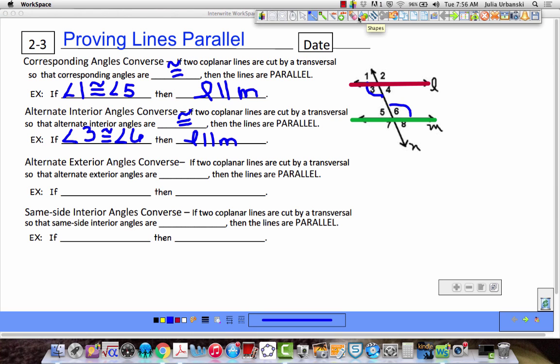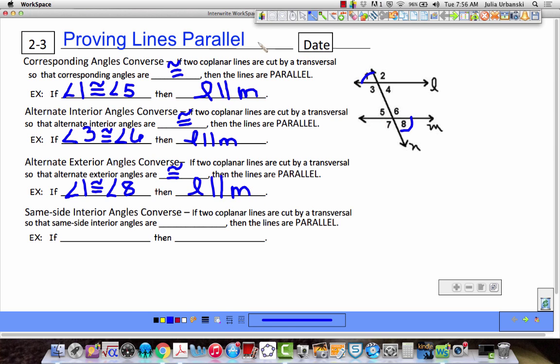All right, so if we know that two alternate exterior angles are congruent, give me an example of alternate exterior angles. 1 and 8. Good. So if we know the alternate exterior angles are congruent, then we can say the lines are parallel. So if angle 1 is congruent to angle 8, then here's the 1 and here's the 8. So which two lines are parallel? L, parallel to M. Okay, it's only two lines there in this case.